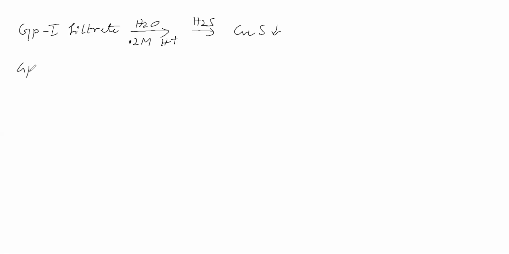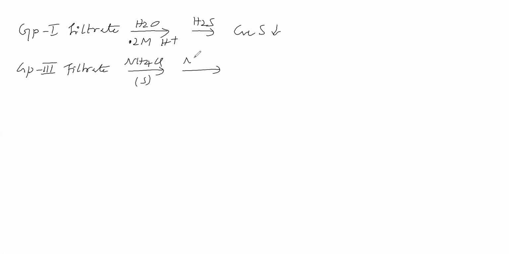Now we will take the group 1 filtrate, which is in acidic medium. We add water to make the acidic medium nearly 0.2 molar. Then we pass H2S gas, and the group 2 cations precipitate. Now we will take the group 3 filtrate in order to do group 4. To this we add solid ammonium chloride.